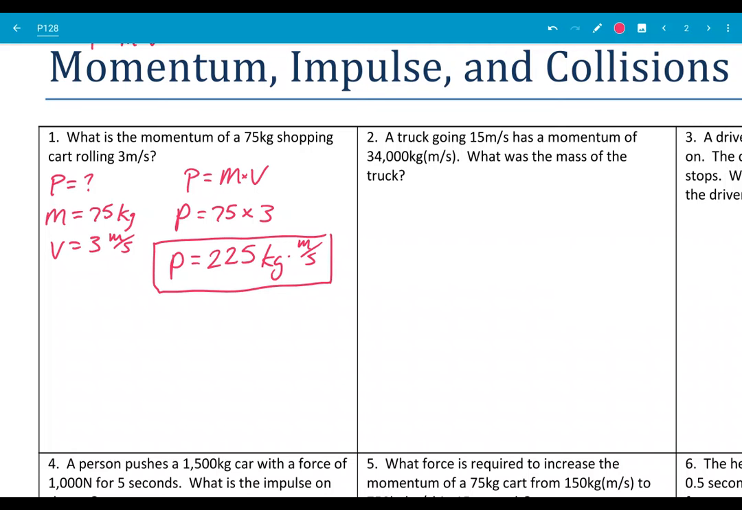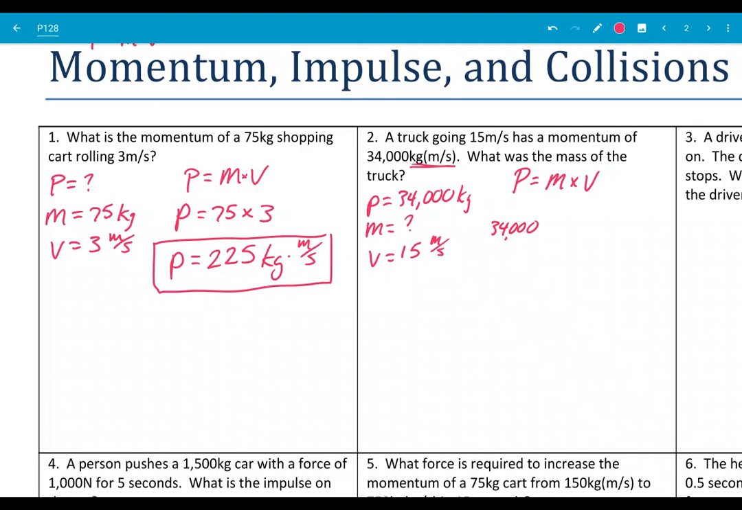All right, next up we got a truck is going 15 meters per second and has a momentum of 34,000 kilogram meters per second. Again, those are our units for momentum. It's just mass times velocity, basically. And it asks us, what's the mass of the truck? Okay, so we're going to write down what we know, 34,000. The mass is unknown, and the velocity is 15 meters per second. Again, we write down our formula and make our substitutions.